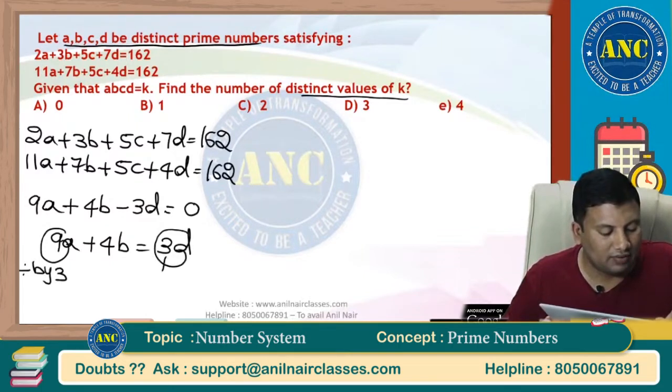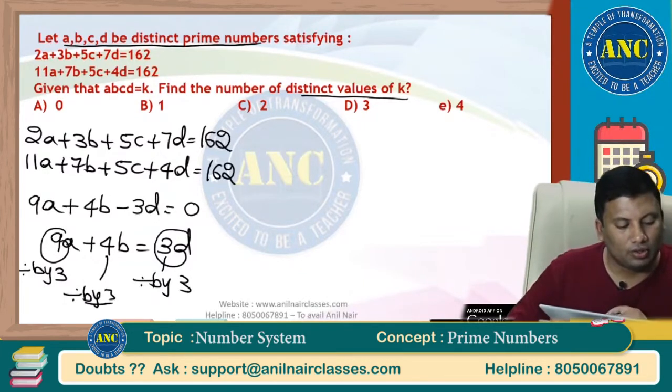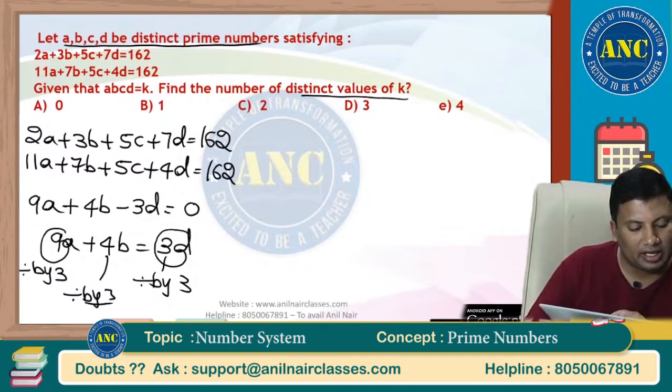This is divisible by 3. So, B should be divisible by 3. I hope it is clear, right?